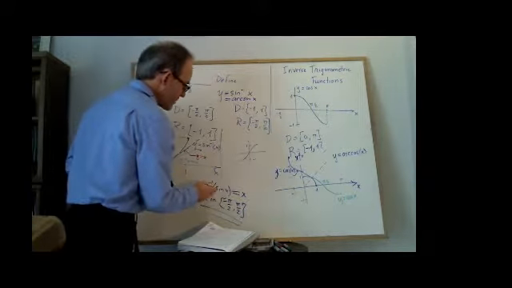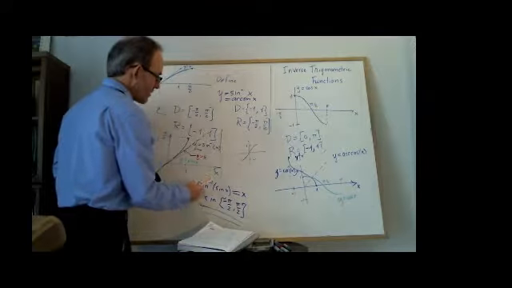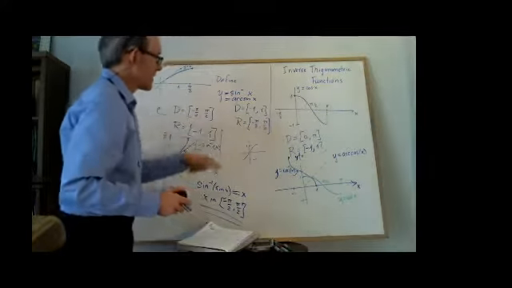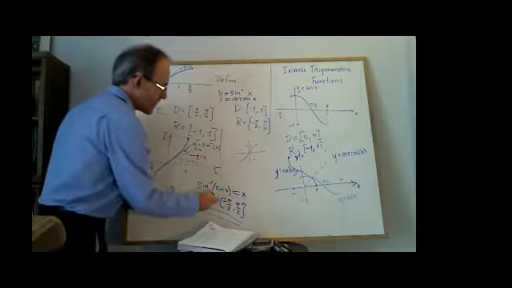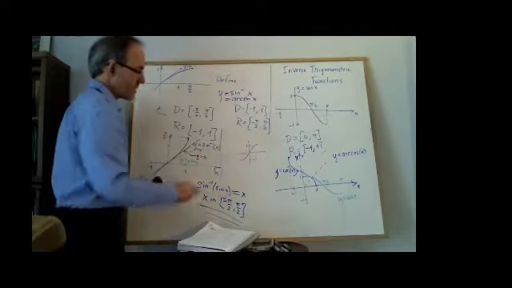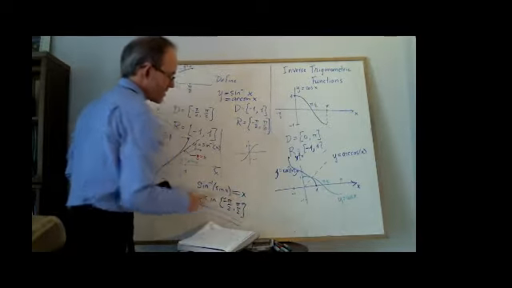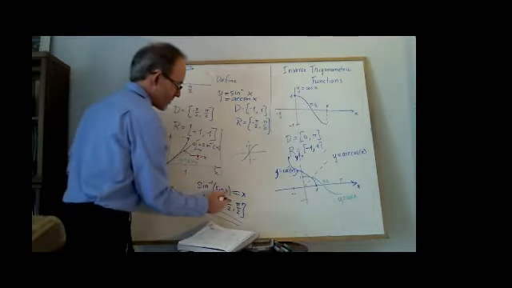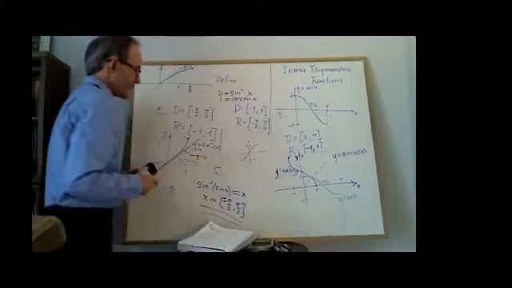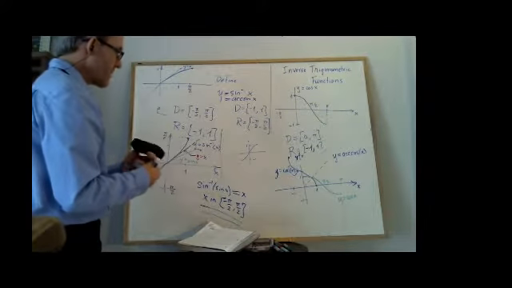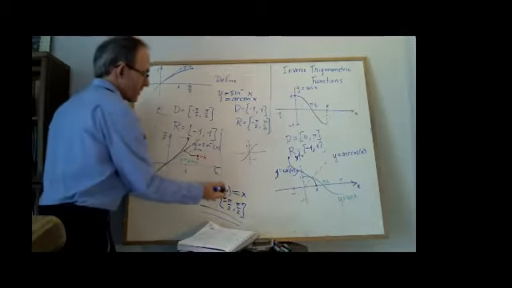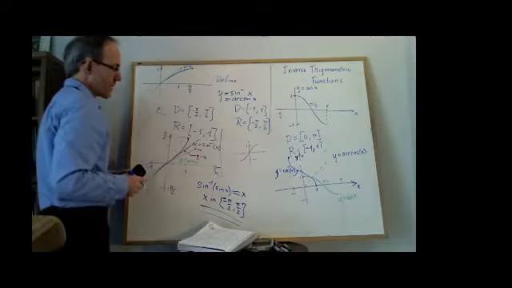What I get in the end will have to be in the range of the inverse sine. We know the range of the inverse sine is that interval. So the output will have to be in this interval here. But the input doesn't have to be. So you have to be careful when you evaluate these, the combination of function and the inverse function.